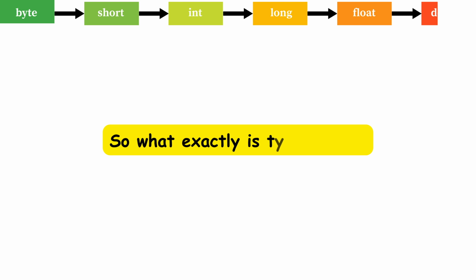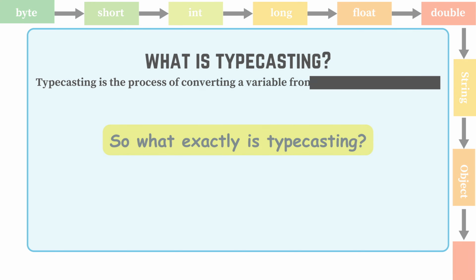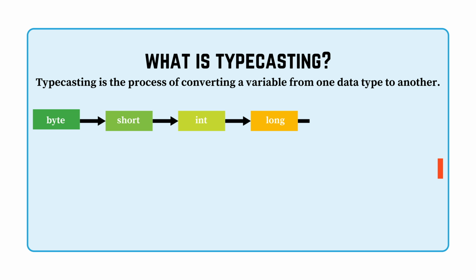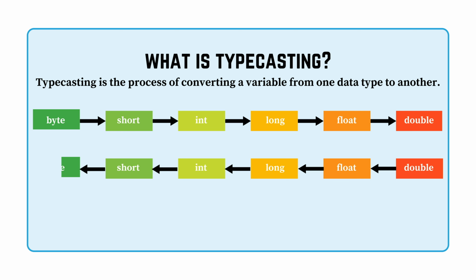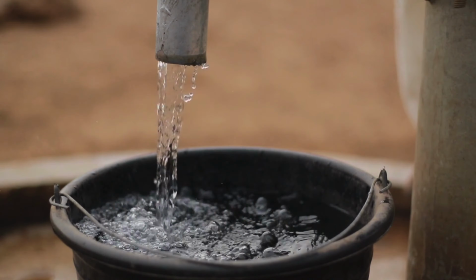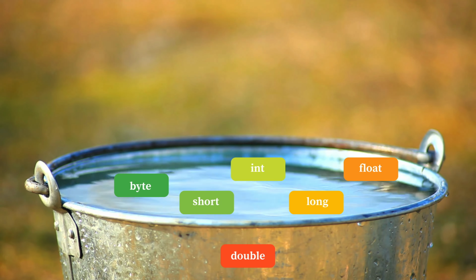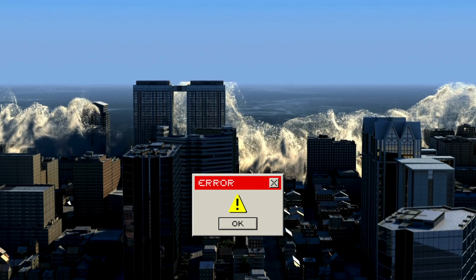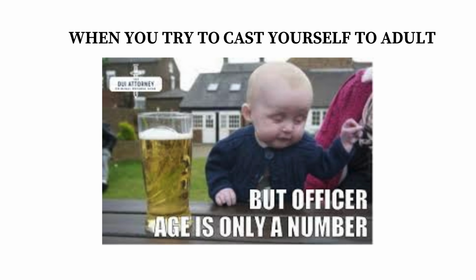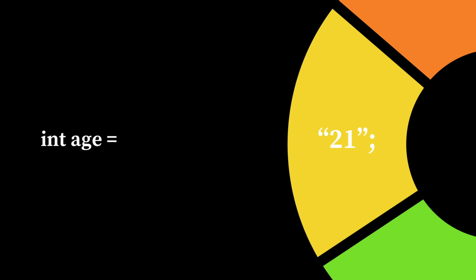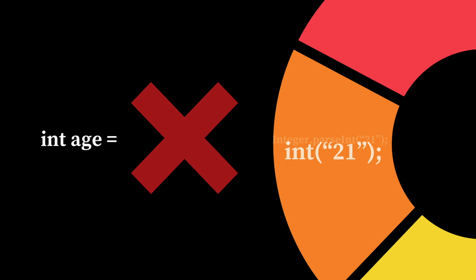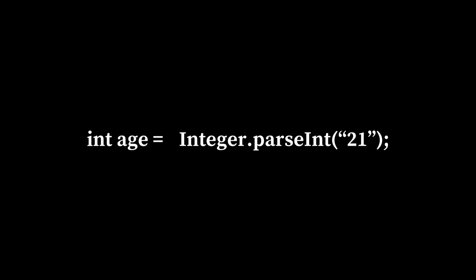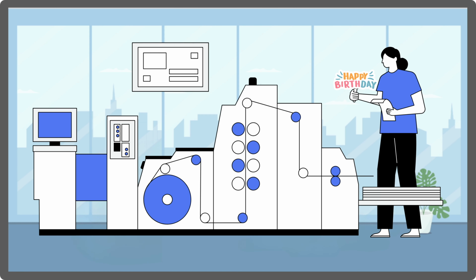So what exactly is typecasting? At its core, typecasting is simply converting one data type to another. Think of it like pouring a liquid from one container to another. Sometimes it fits perfectly, sometimes it spills a bit, and sometimes it just won't work at all. In Java, with its strong typing system, we need to be explicit about these conversions more often than in some other languages. Let's look at a real-world scenario.